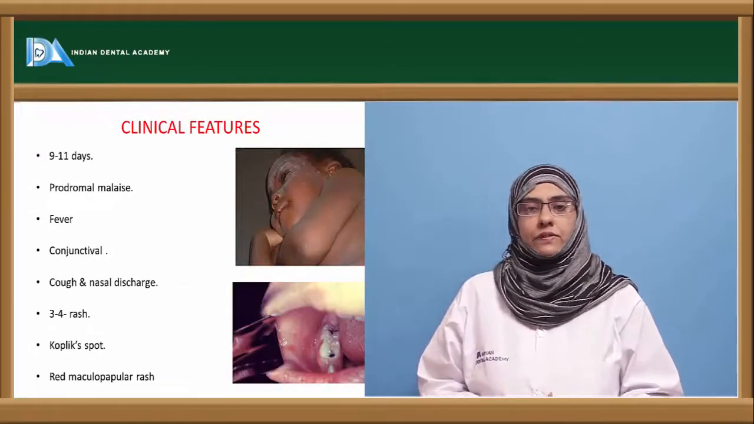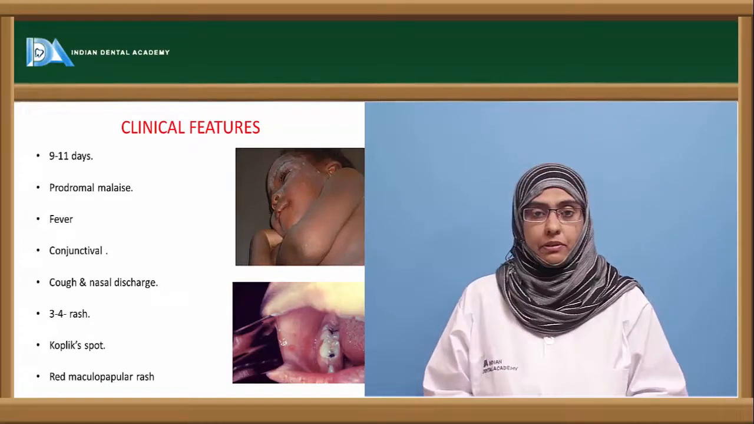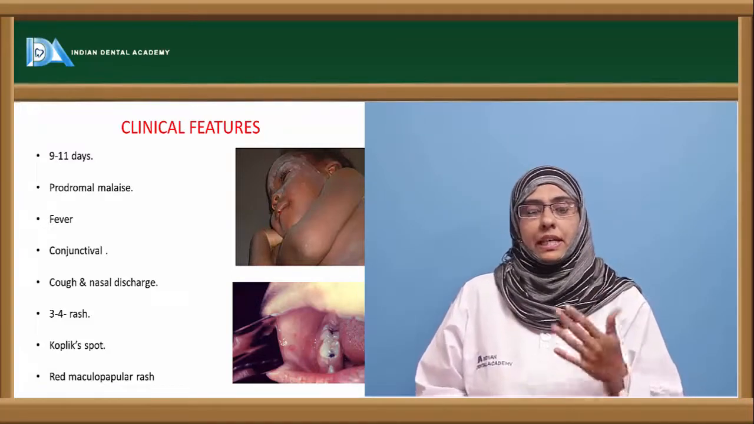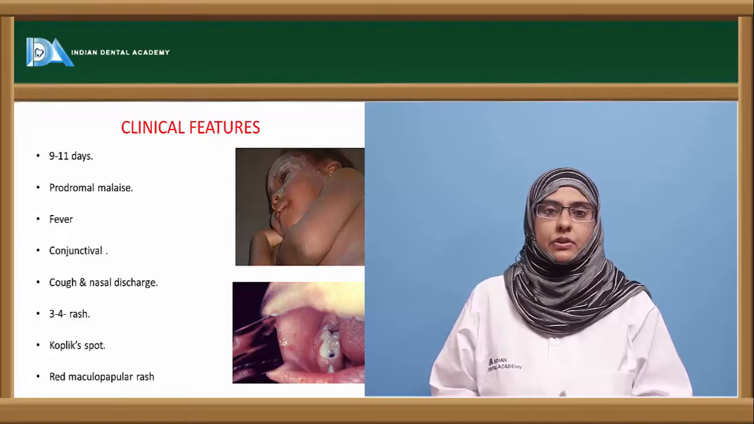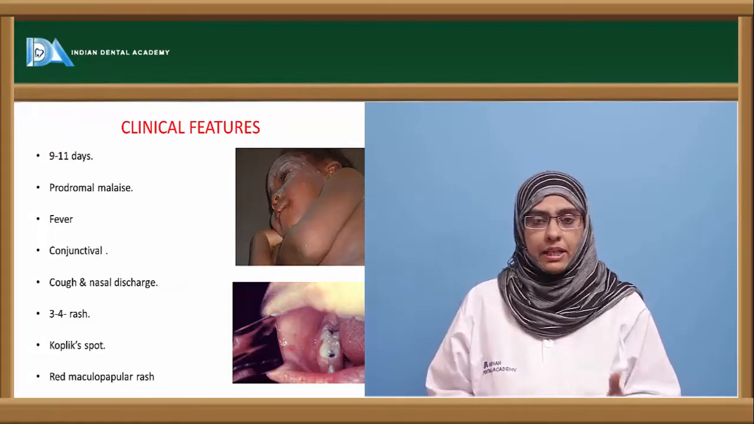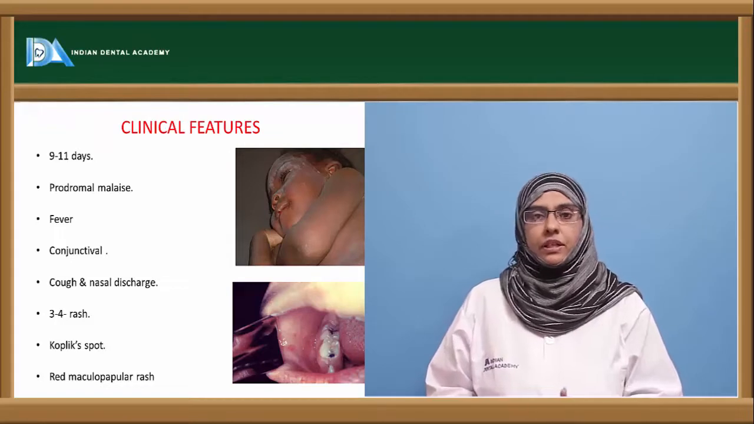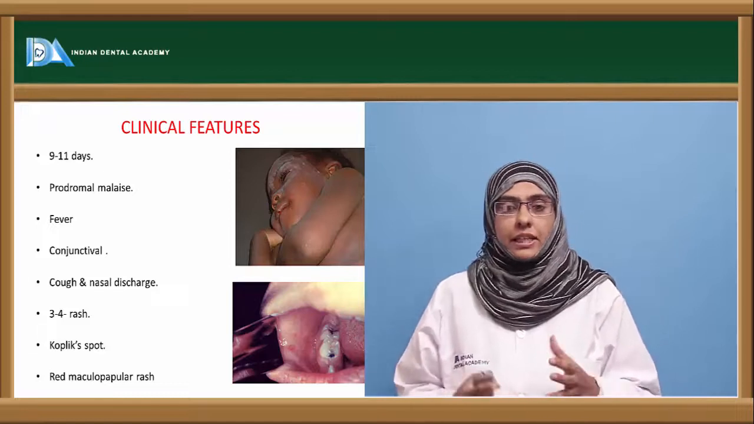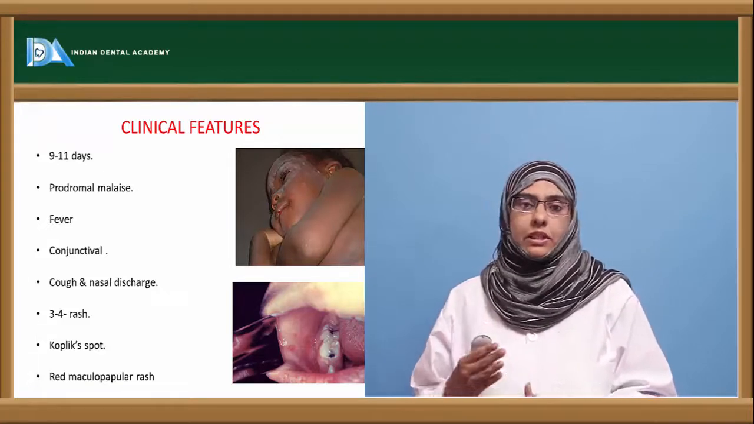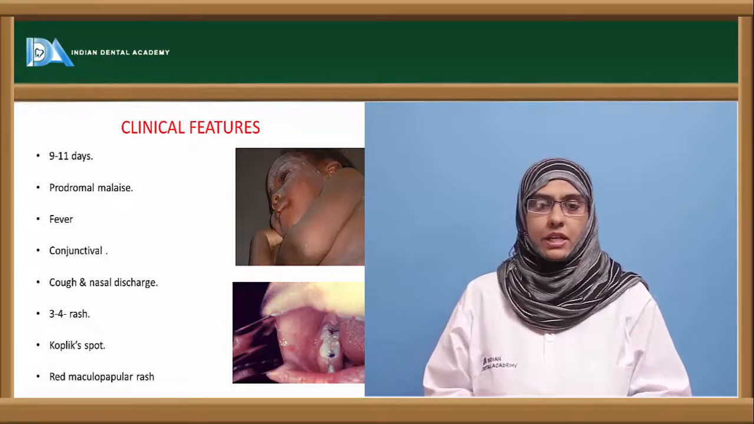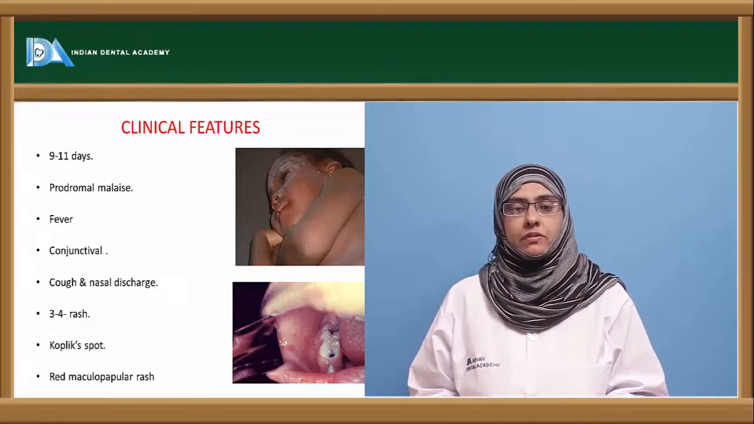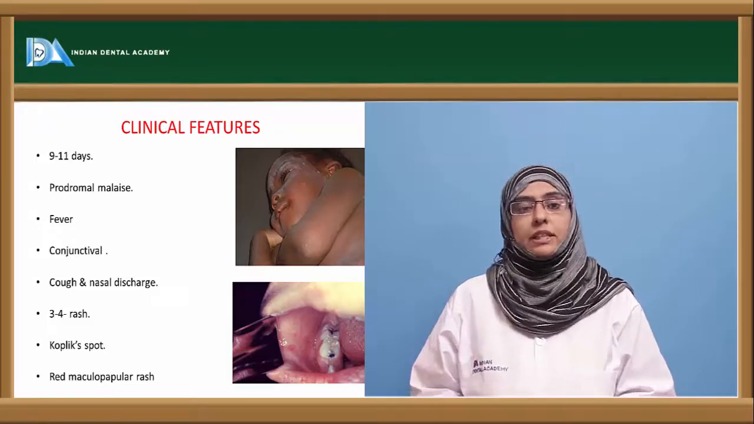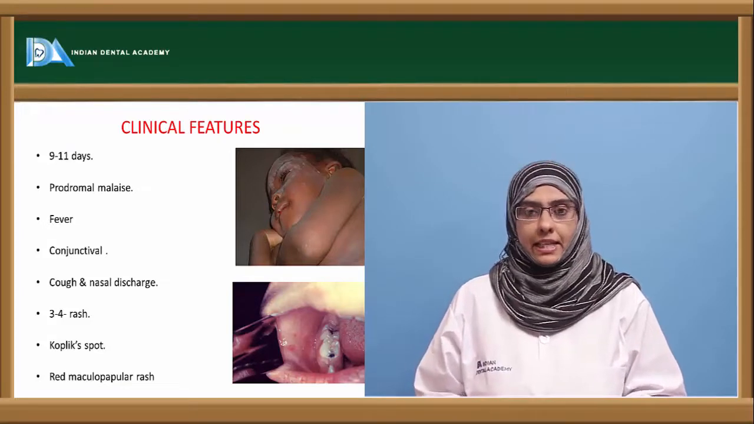Now coming to the clinical features of this disease, the incubation period, that is the time between exposure to the virus and the appearance of the first clinical symptom, usually lasts 9 to 11 days. It begins with prodromal malaise, fever, conjunctivitis, cough and nasal discharge, and this prodromal illness usually subsides within 3 to 4 days after the appearance of the rash. The most important characteristic feature of this disease is the appearance of Koplik spots on the buccal mucosa. Sometimes you can see them in the conjunctiva as well as the intestinal mucosa.